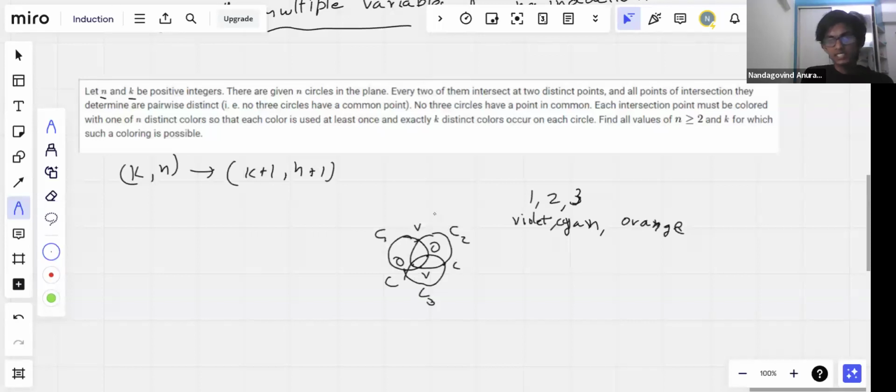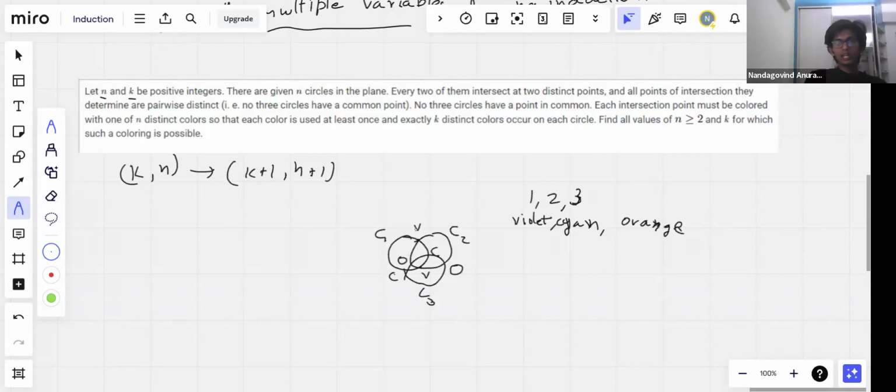And exactly k distinct colors occur on each circle. So if you look at C1, the only colors to occur on... Oops, I messed this up. The coloring is bad. Okay, so this one's fine. This one is cyan, this one is cyan, this one is orange, this one's orange.